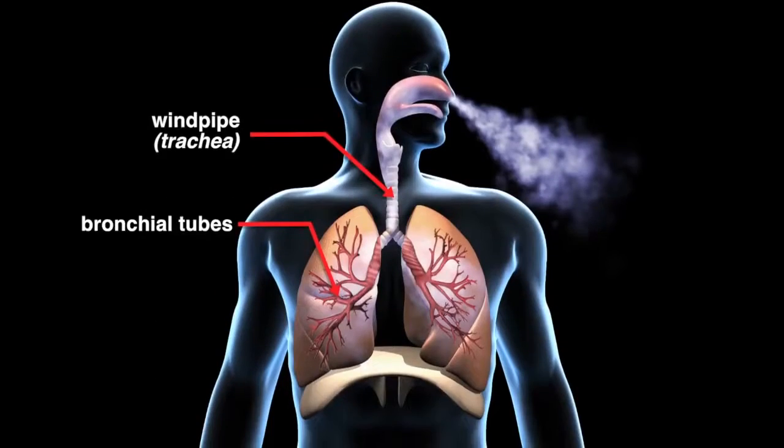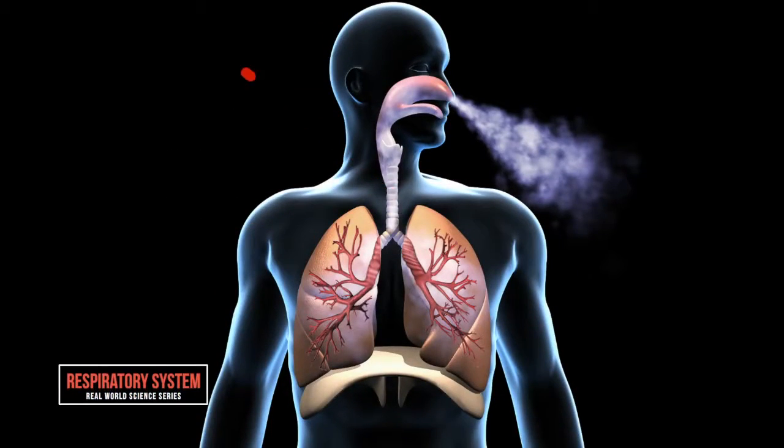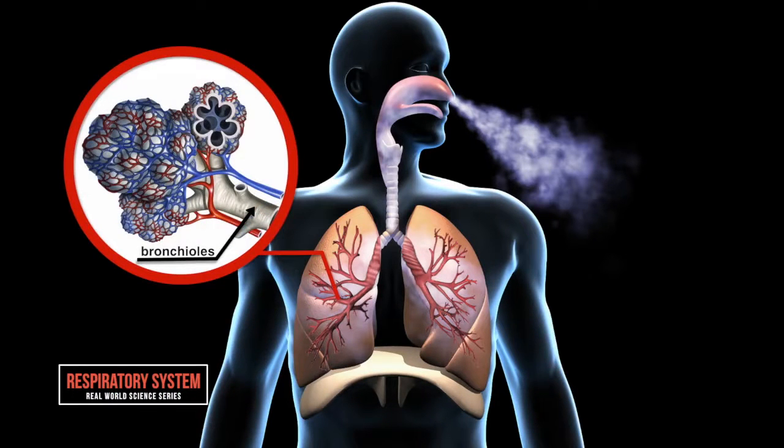The bronchial tubes divide into smaller air passages called bronchioles. The bronchioles end in tiny balloon-like air sacs called alveoli. Your lungs have over 300 million alveoli.